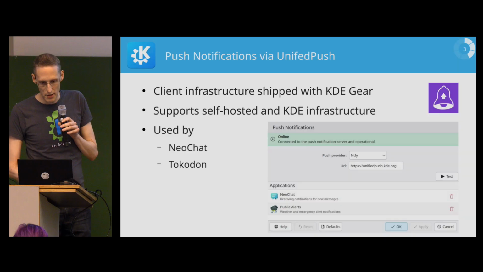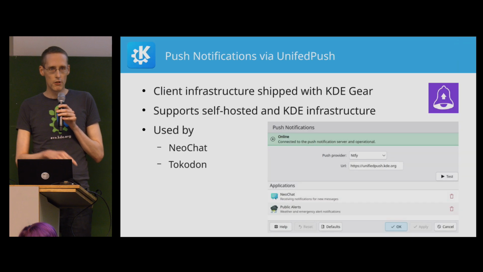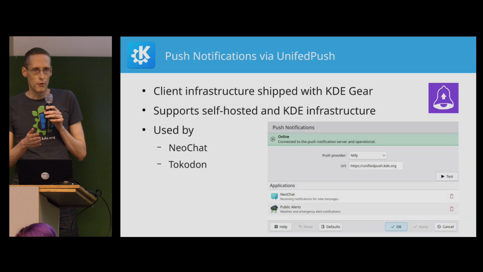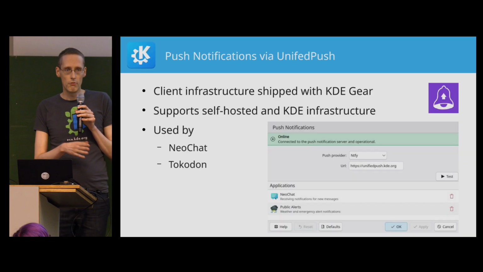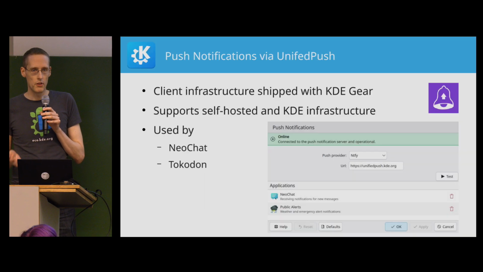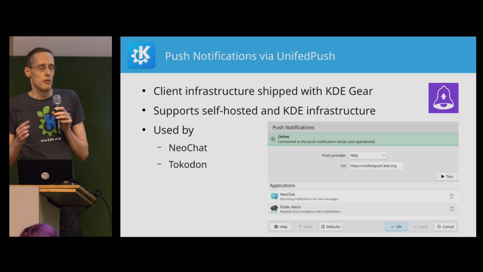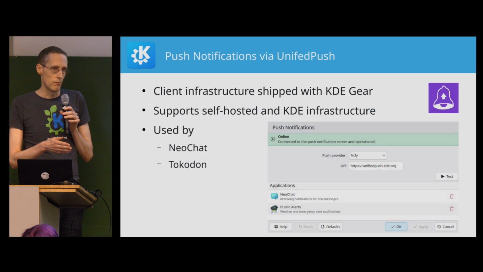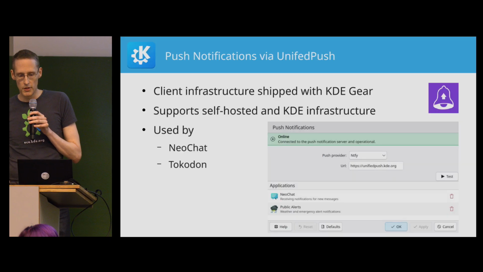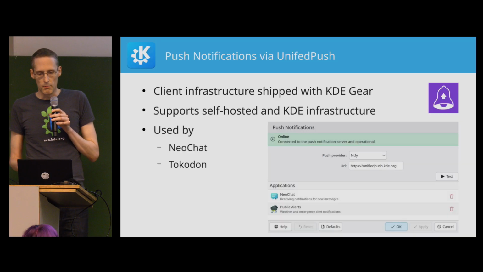So in order to build this, the first thing we need is push notification infrastructure. I spoke about that 3 years ago at Akademy already. Back then we had a prototype. Nowadays, the client infrastructure has shipped for a couple of Gear releases already. We have the server-side infrastructure rolled out at KDE, and we have our Matrix and Mastodon clients using this. And UnifiedPush, the protocol this is based on, also evolved quite a bit.